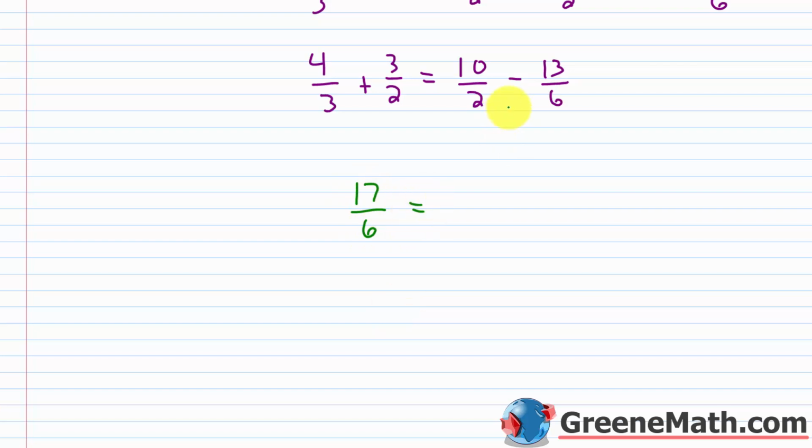And on the right, I would get a common denominator by just multiplying this by 3/3. 10 times 3 is 30. So you would have 30 minus 13 over the common denominator of 6. 30 minus 13 is 17. So you would also have 17/6 on this side as well. So same value on the left as we have on the right. That tells us that our solution x equals negative 2 is correct. Okay, so we can check that one off.